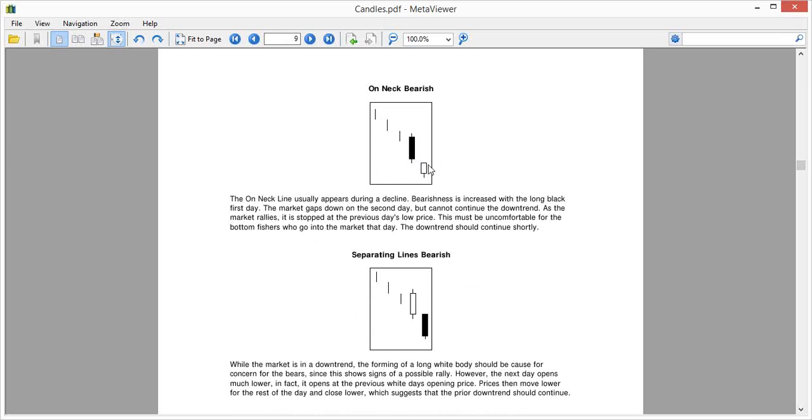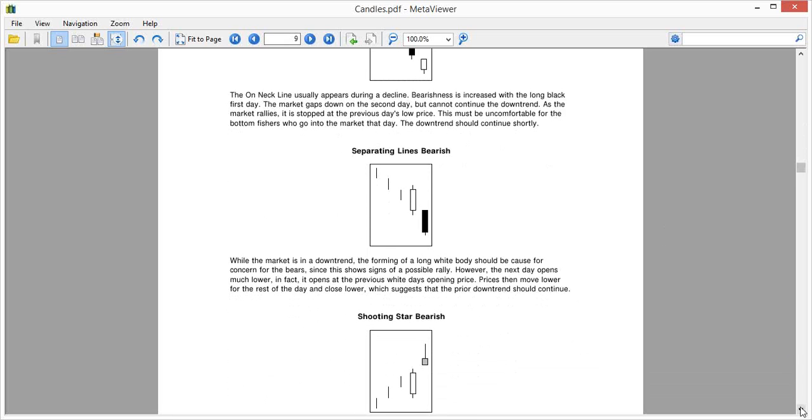But if this is a daily or a 4-hourly candle and it can't break back above that resistance line, well, our high probability trade is for the market to continue down, considering you've had a couple of previous sessions selling down. We've had a lot of volume selling down. So if we can't break back above, we're looking to sell back down, and that is an on neck bearish.